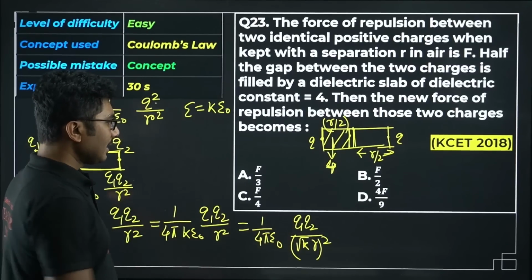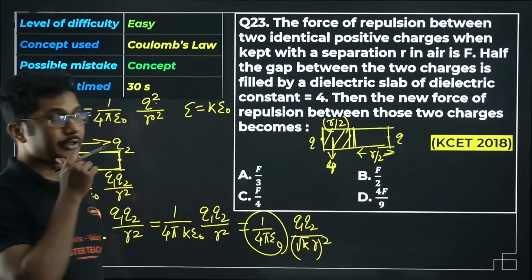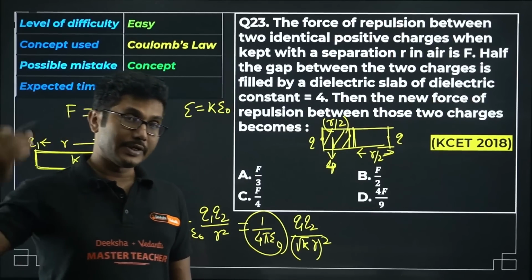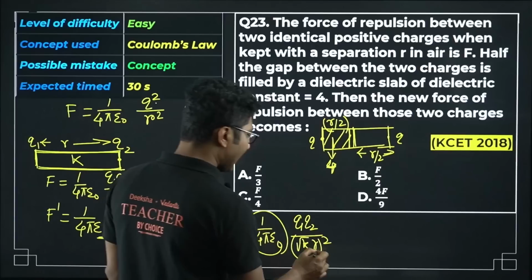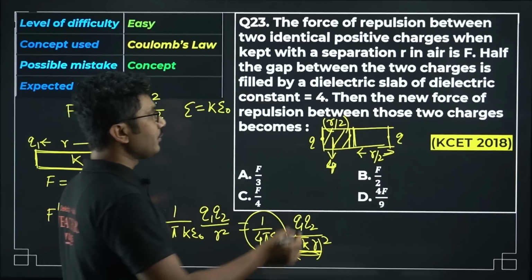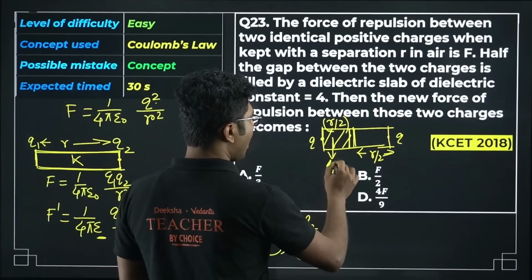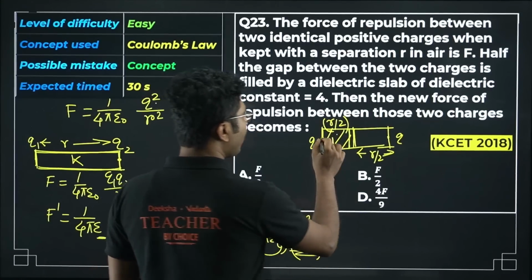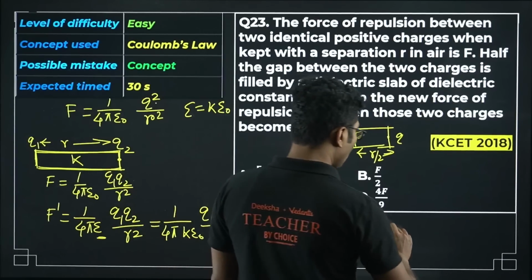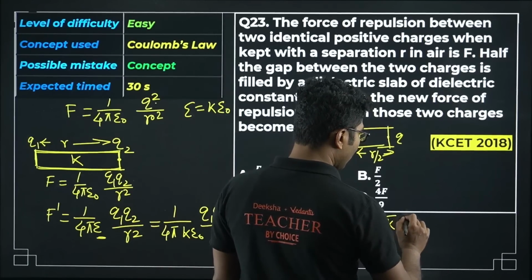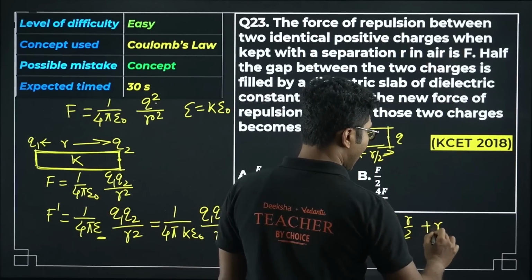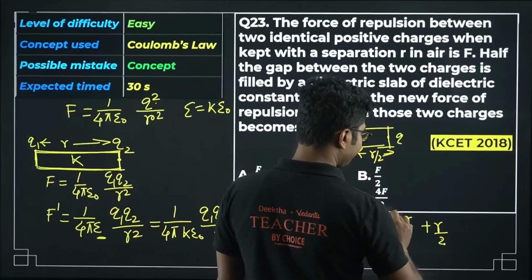Now you see that here we have restored our 1 by 4 pi epsilon naught, that is the free space equation. So this root K into r is called the equivalent free space length, right? If you put a dielectric constant 4 over here, then for this r by 2 the equivalent length will be root K into r by 2, and the remaining r by 2 is already in air, so you have to add it like this. So this is the formula.